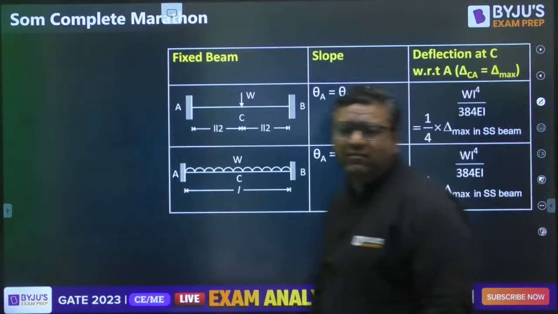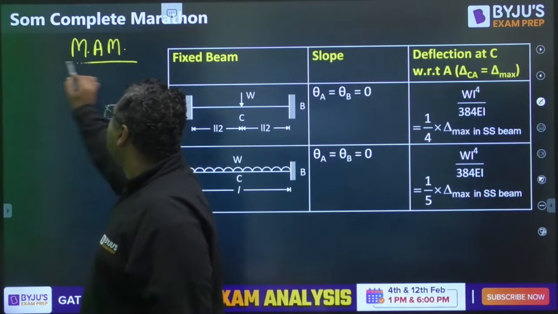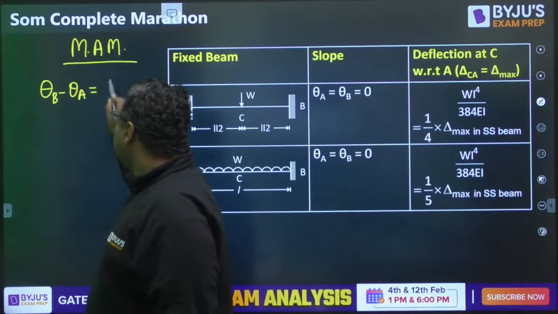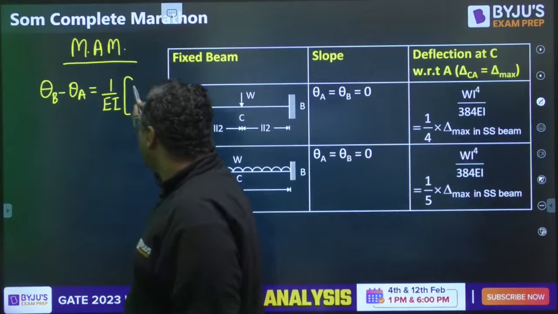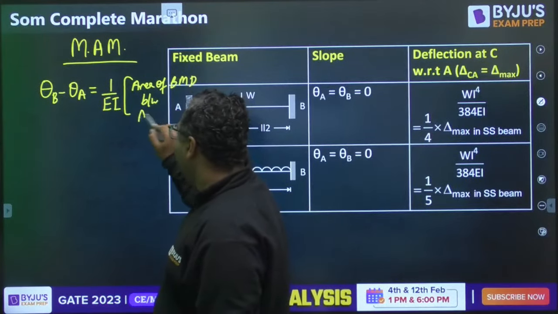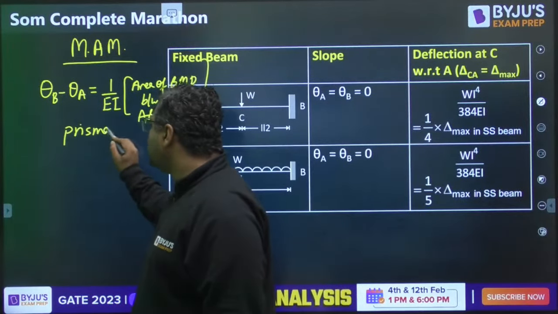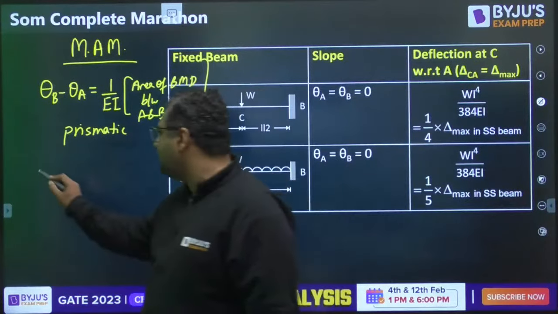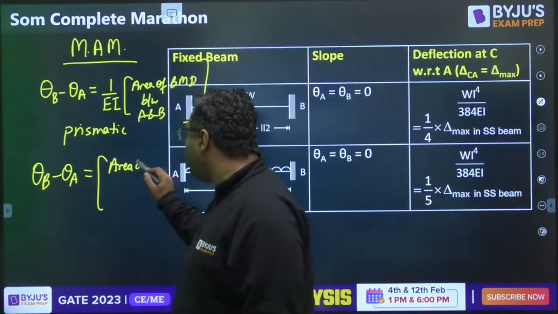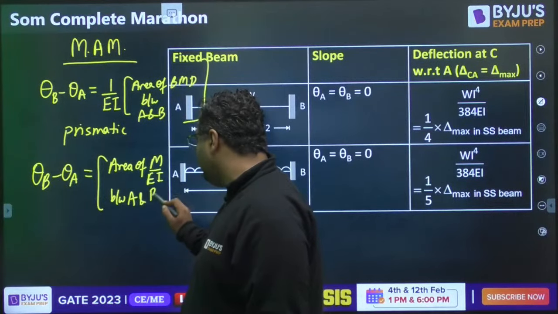Now, whenever we are talking about the moment area method, it also has a formula. Whenever you want to find the slope at B minus slope at A, that is given by 1 upon EI times the area of the bending moment diagram between A and B. This is the formula for slope for prismatic beams, because in prismatic beams EI is constant. If we go for non-prismatic beams, you will write theta B minus theta A equals the area of the M upon EI diagram between A and B. So guys, in formula revision we are revising the formulas.